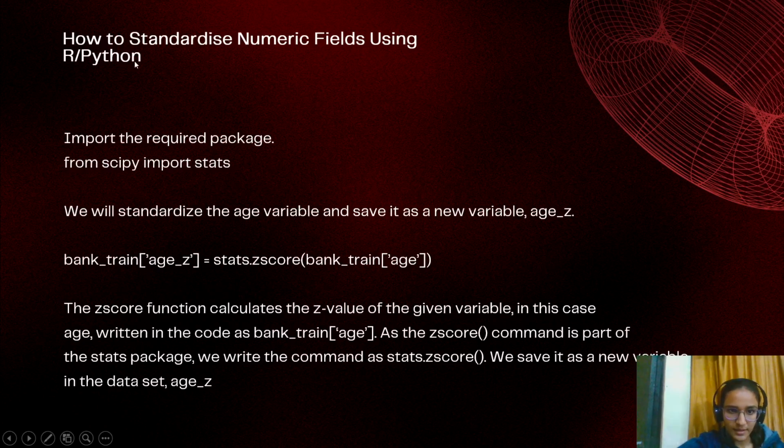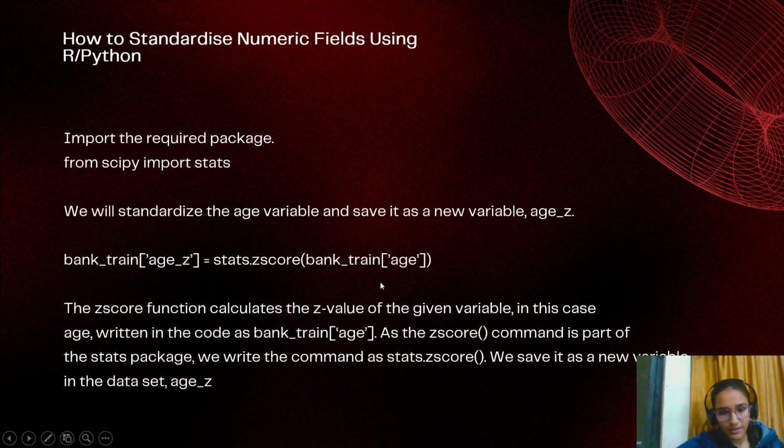The next task is how to standardize numeric fields using Python. So for this we will be using the SciPy stats package. From the SciPy package we will standardize the age variable and save it as a new variable, age_z. This is what we have written here using the zscore function.